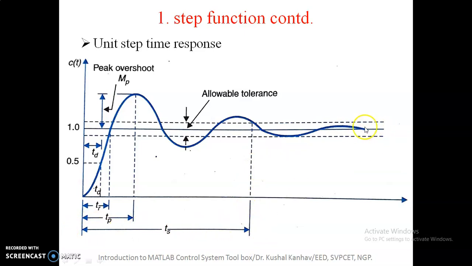Whereas this final level is called the steady state value of the system. So at steady state, when the oscillations die down, the steady state value will be equal to 1. So at steady state, your output C of t should be equal to R of t.